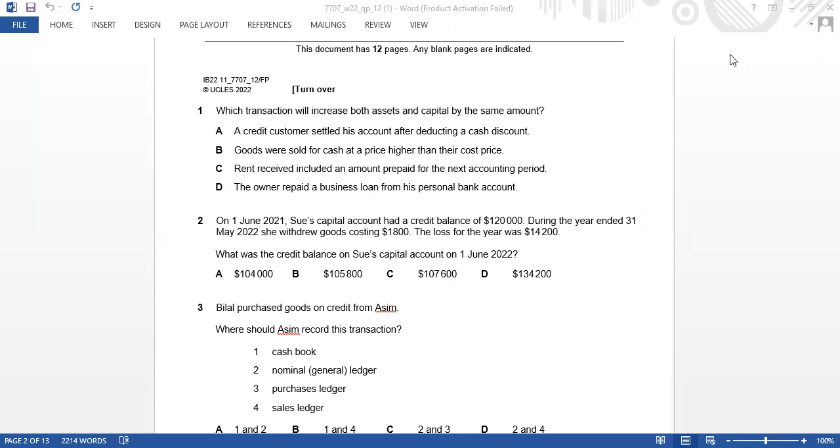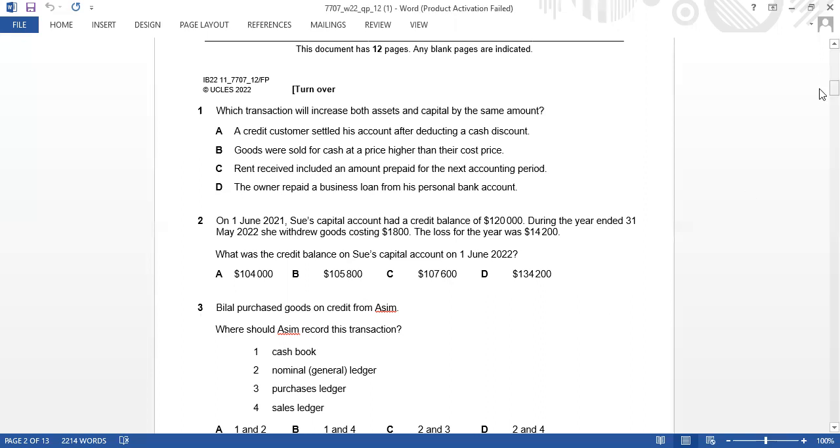Moving towards third question. Bilal purchased goods on credit from Asim. That means Bilal is a customer that has purchased goods from Asim, a supplier. So where should Asim record this? That means where will Asim, a supplier, record his transaction. For Asim, it will be sales. So he'll record this in the sales ledger, and trade receivable ledger that will come under nominal general ledger. So 2 and 4, D is the answer.